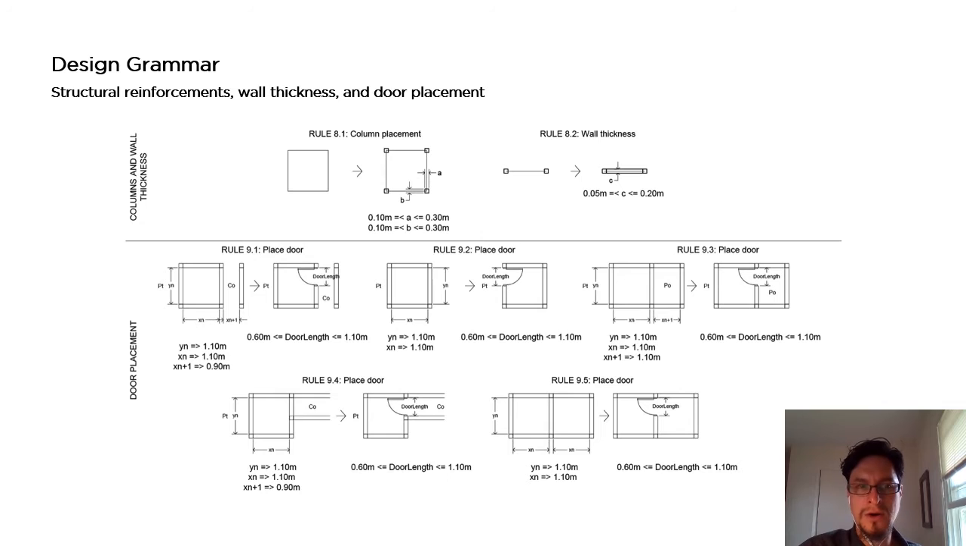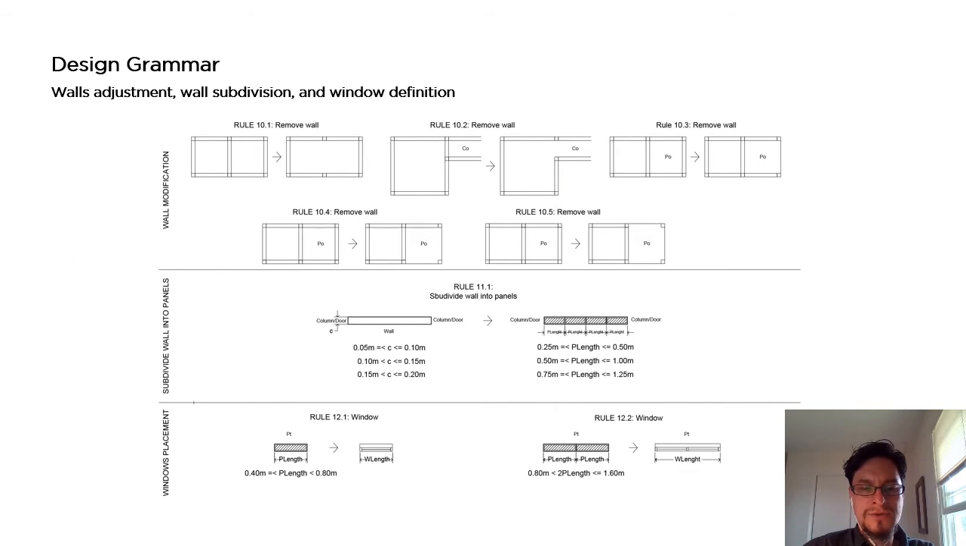Next, it's about placing the reinforcements in the structures, defining the thickness of the walls, and placing the doors on each room. The grammar also allows the user to adjust the walls, define the subdivisions of each segment of walls, and place windows.